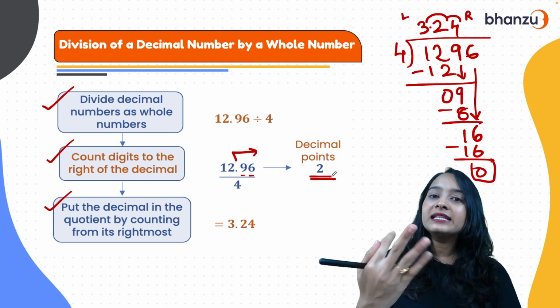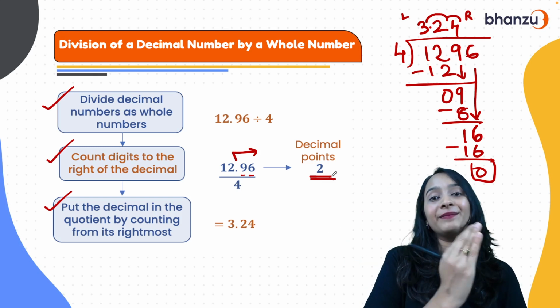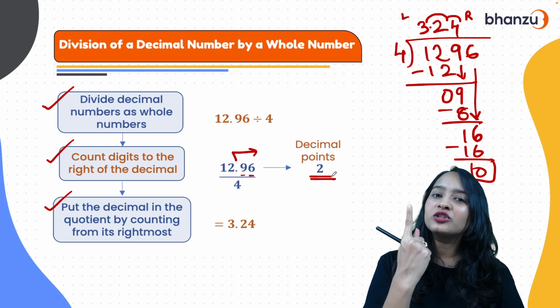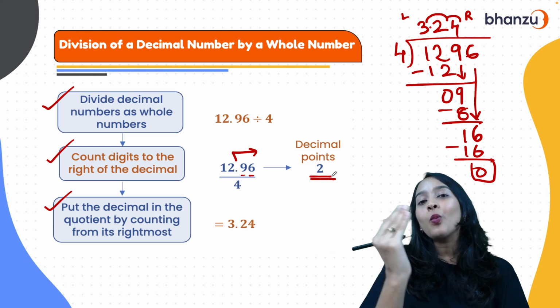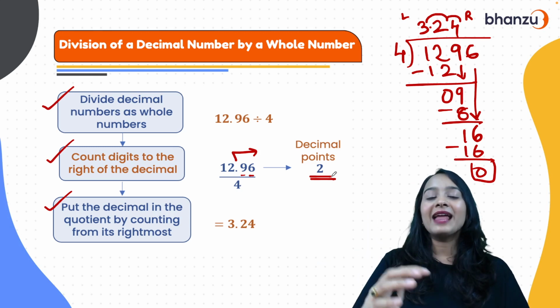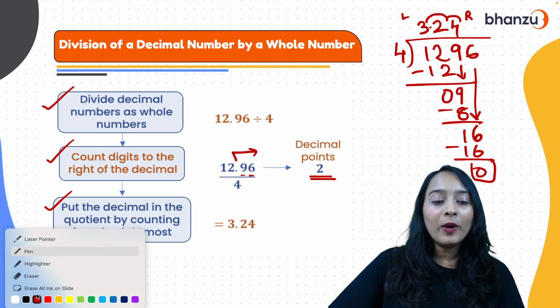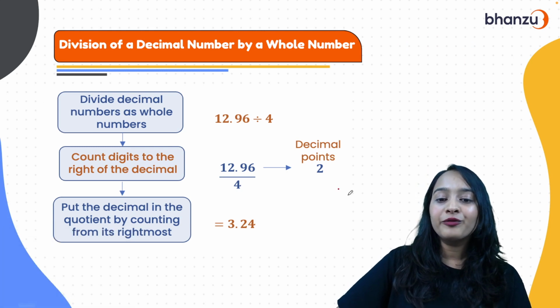If you have 3 digits, then count 3 digits from the right and place your point. If there's only 1 digit, then count just 1 digit from the right side and place your point. Let me quickly explain this again to all of you.